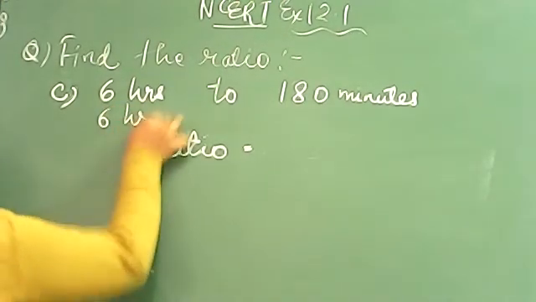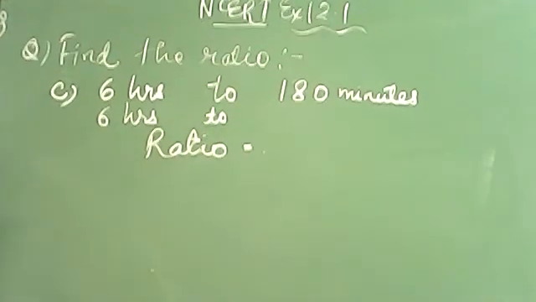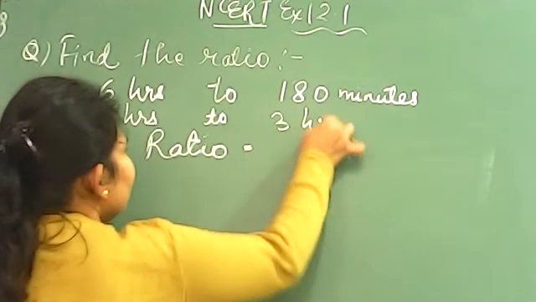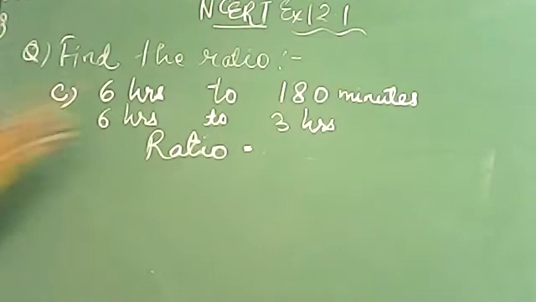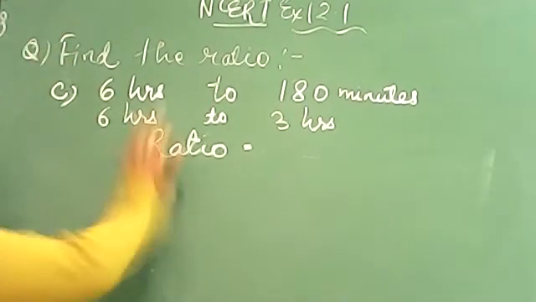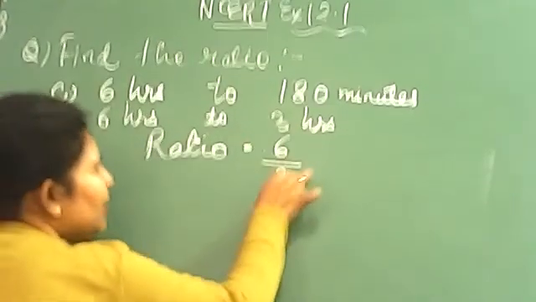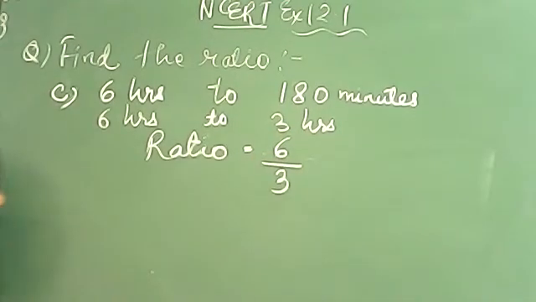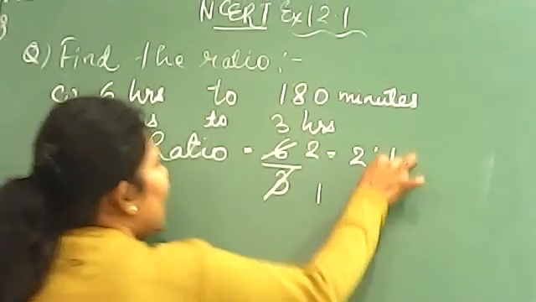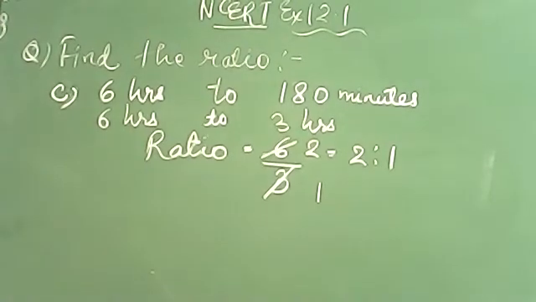6 hours I am keeping like this only, and you know 1 hour means 60 minutes. So 180 minutes means 3 hours. So I'm writing here directly 3 hours. आप चाहो तो इसको भी मिनट में कन्वर्ट कर सकते हो. ठीक है? It would be multiply by 60. So now the ratio: 6 will come up, 3 will come down. Now which table will it cut? 3 only. So 3 ones are 3, 3 twos are 6. Answer is 2:1.